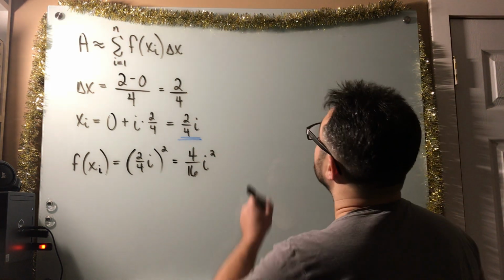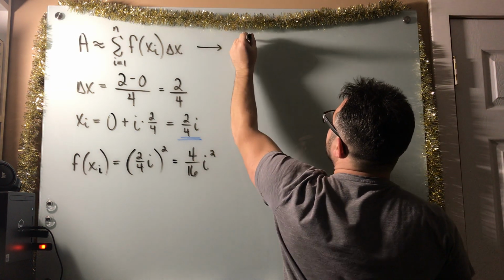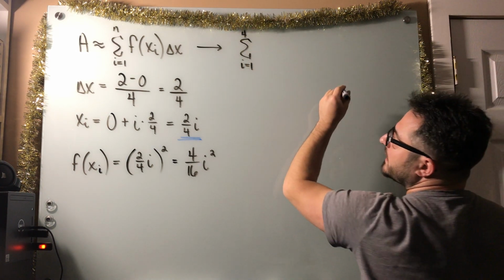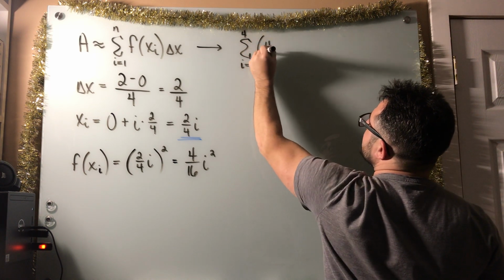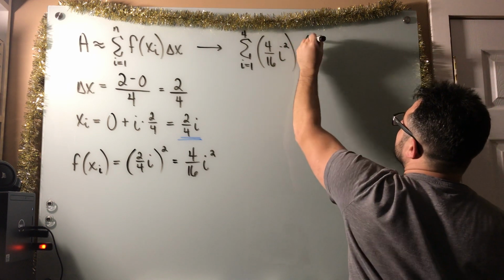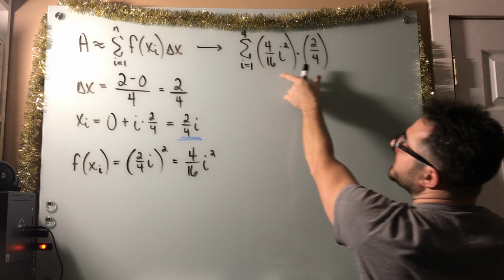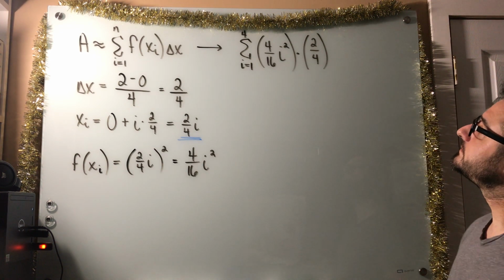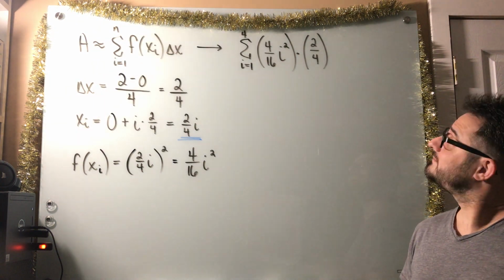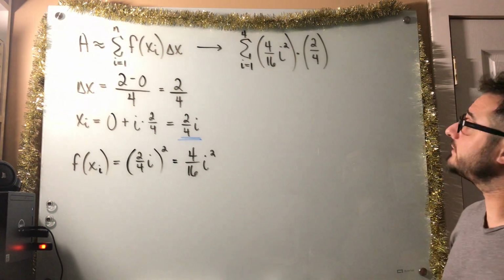So let's put it together. The sum from 1 to 4 of 4/16 i squared times 2/4, f of x sub i times delta x. This is actually not that bad when you think about it. We can multiply the 2/4 and the 4/16 together.